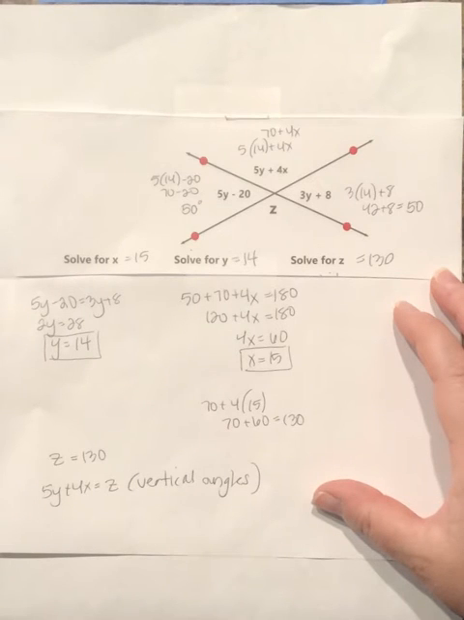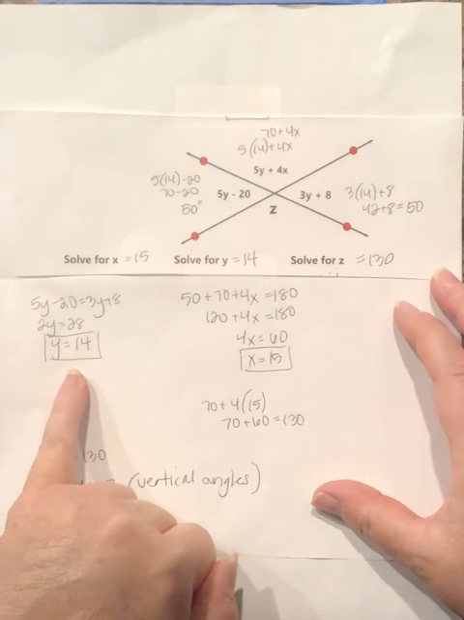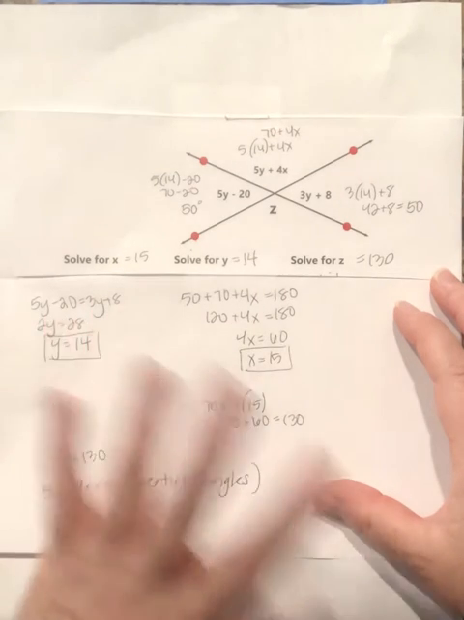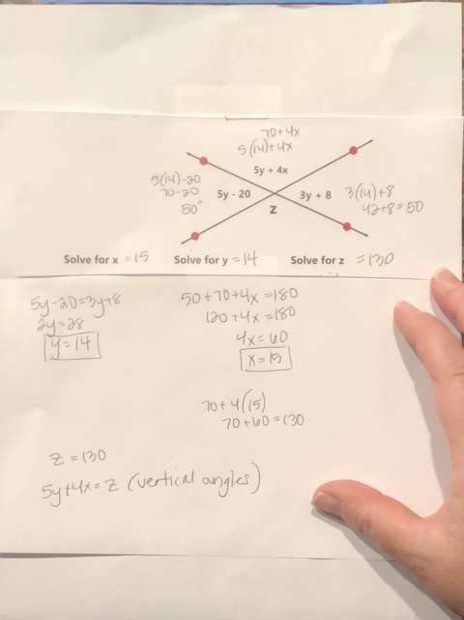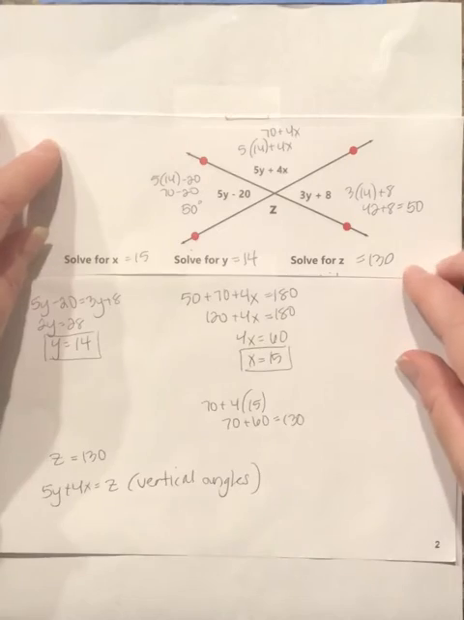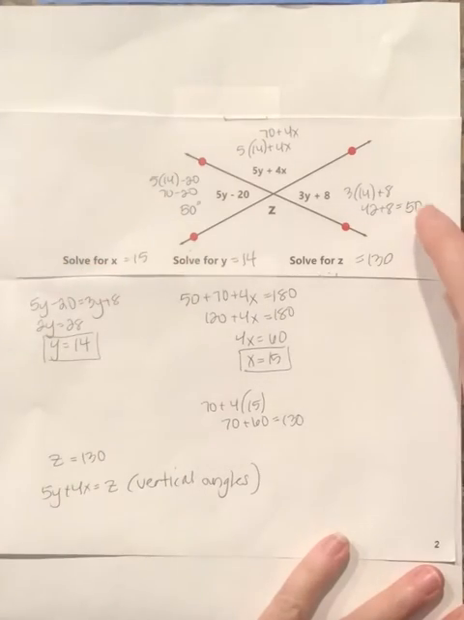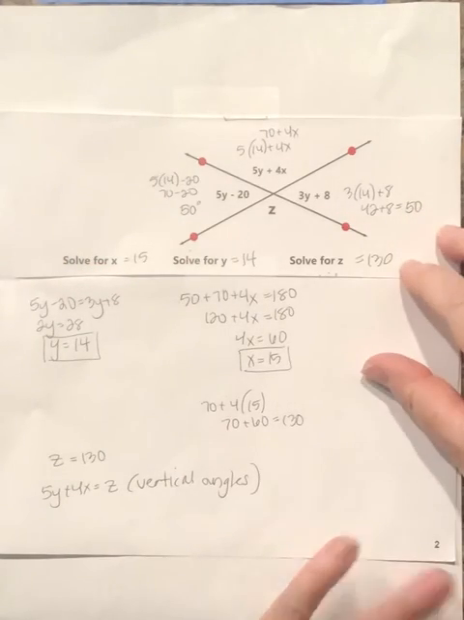Again, I think it's important in these to eliminate as many variables as you can and start giving yourself actual numbers to work with. So once I solved for y, I kind of plugged it in everywhere I saw the letter y, just to start simplifying a little bit. So I got this angle to be 50 degrees and that angle to be 50 degrees.